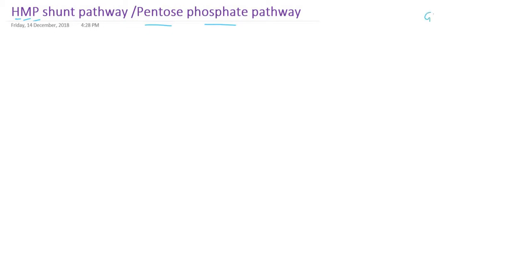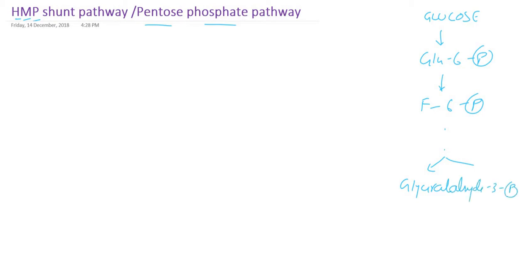In glycolysis, glucose will be converted to glucose 6-phosphate and then to fructose 6-phosphate. Then, because of aldolase, it will be converted to glyceraldehyde 3-phosphate. Finally there will be generation of pyruvate, and this pathway is called glycolysis.